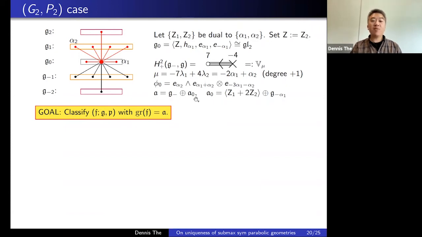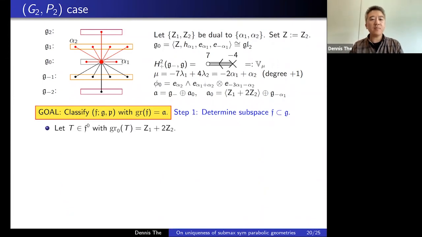Now I have this freedom to work with this P action to normalize the embedding into G, and I will do so. I'll break this down into 2 steps. Step 1: determine this subspace. Here the distinction between grading and filtration is absolutely essential. You should think of what's given as A as the leading order parts of this embedding. What we need to determine are these higher tails.